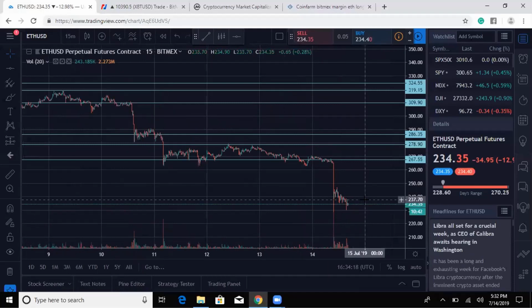So the 1 hour is where I base my confirmation on taking a position, and then I base a lot of my entry points on the 15 minutes.